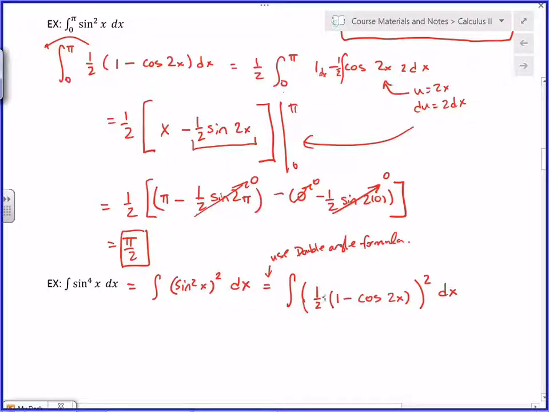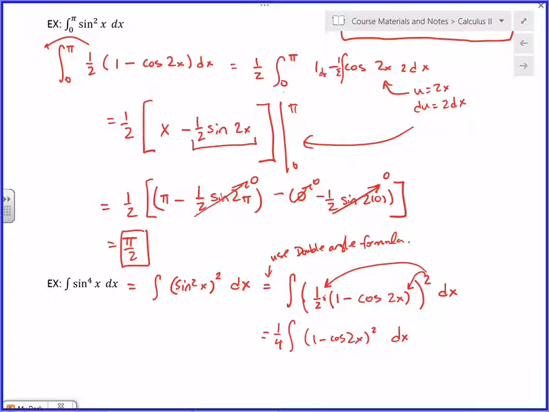Now you've got to square both parts of this. So I've got a 1/4 that I'm going to pull out front, because if you square the 1/2, you get 1/4. And then you're going to square this guy right here, 1 minus cosine of 2x squared. We're still not out of the woods yet in terms of how complicated that integral looks. What would you do next to try to simplify that integral?